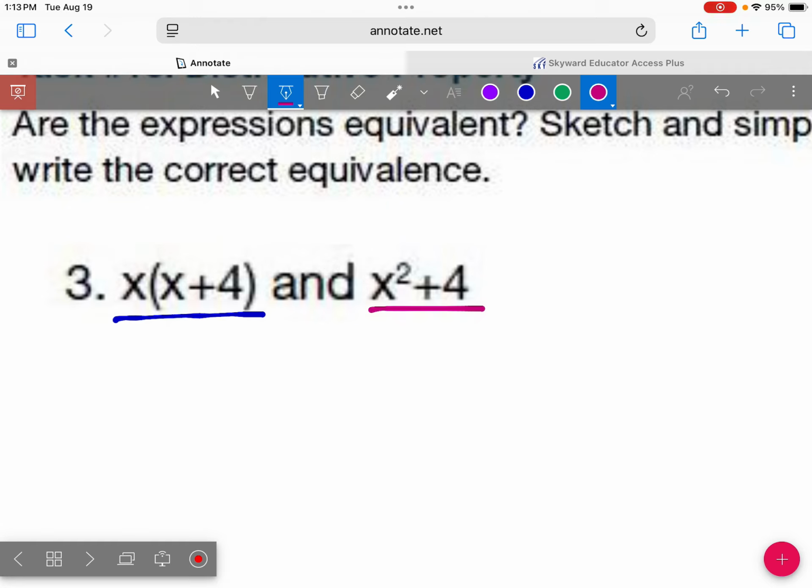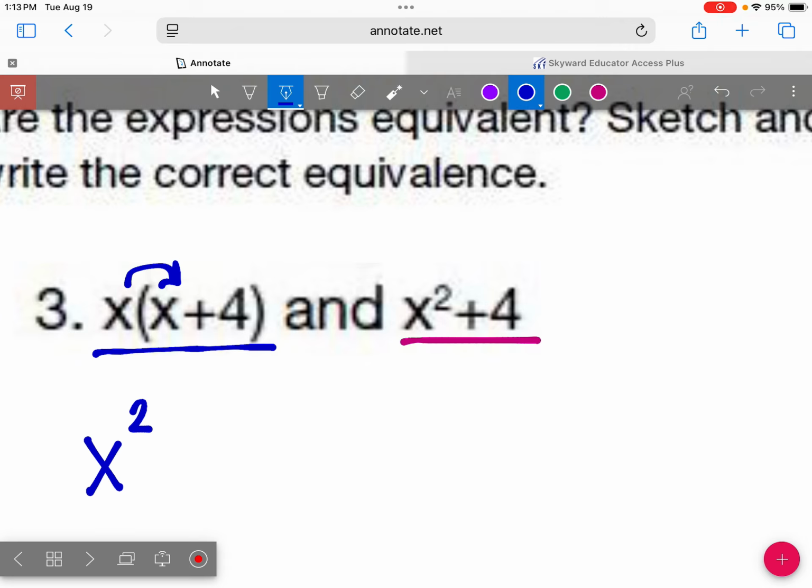When I distribute this, I'm going to have my x times x, which is going to give me x squared. Love that. Perfection. X times x is x squared. If I take x times 4, I get 4x. They dropped the x over here. This is entirely different.